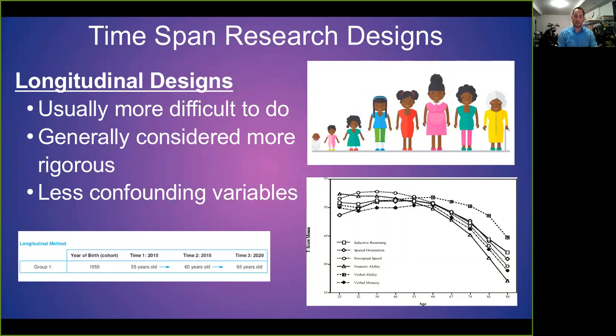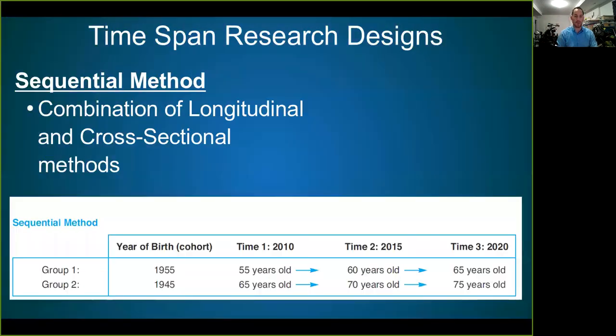A sequential method, one other weakness of longitudinal is it takes that time. You've got to wait for those 3-year-olds to be 7 to get the final amount of data to publish your paper and know that stuff. But it is really good to do a longitudinal study.